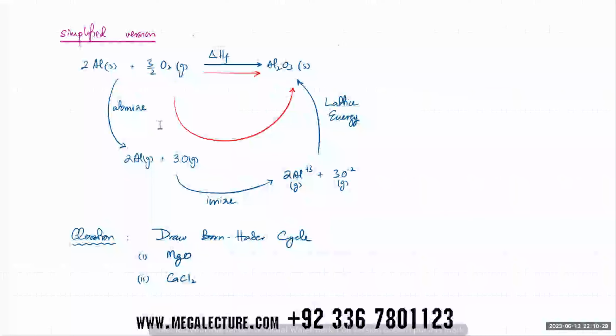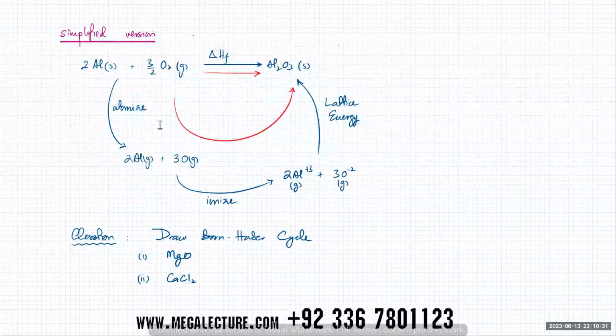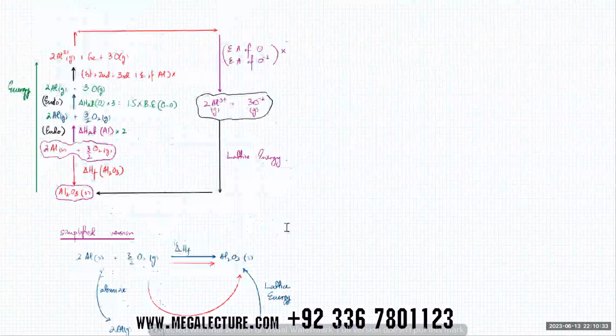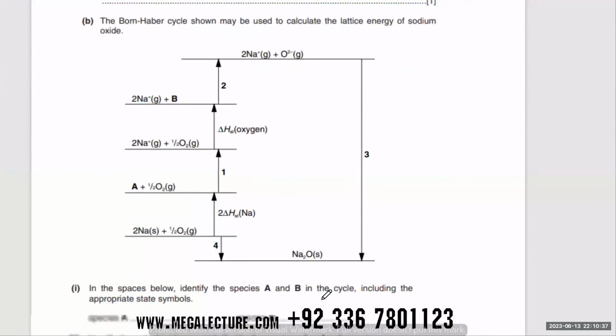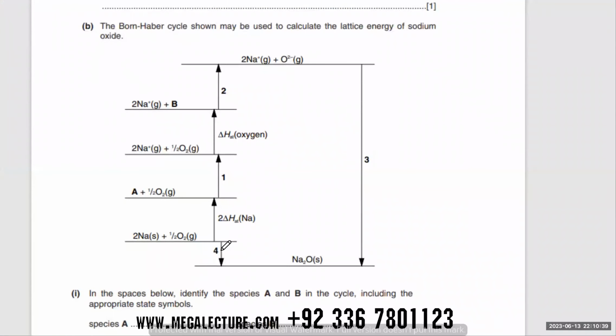So this is basically the more detailed version of the Born-Haber cycle. So over here, they've actually made the more detailed version, and they're asking you to label this. So what do you think 4 is? Was there any idea what 4 is?